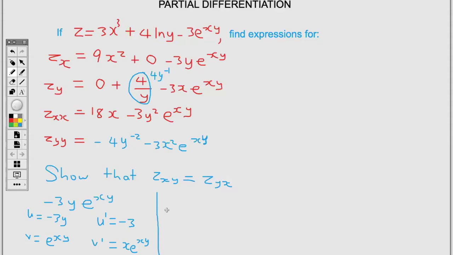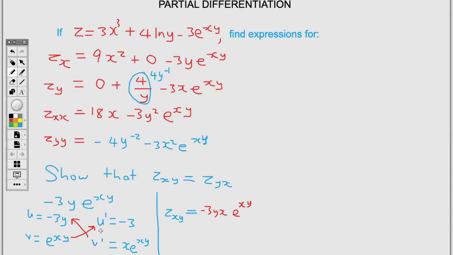So it means zxy, which is the partial derivative, is, now we can just do some cross multiplication. That's the easiest route rather than writing out the formula. So minus 3y times x e to the xy becomes minus 3yx e to the xy.